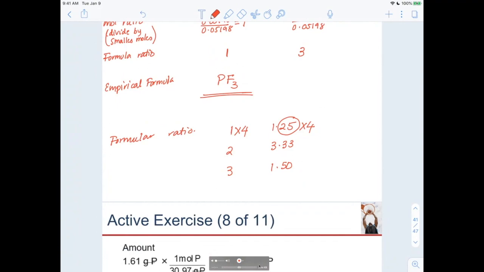1.25 times 4. So this is going to be 5. This is going to be 4. We'll end up with P4, F5.